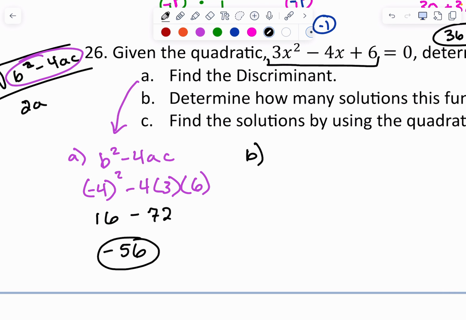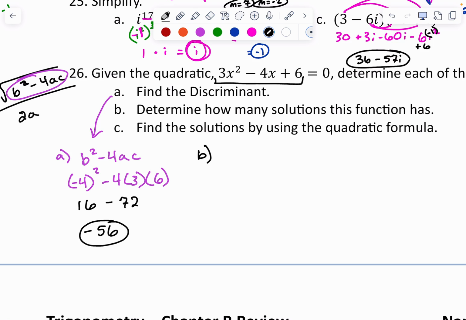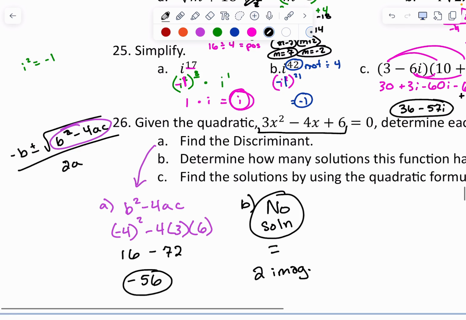B says determine how many solutions we will have. 0. No solutions. Or you can say 2 complex or 2 imaginary. I'll just say two imaginary solutions. How do I know that? No solutions because it's negative. So that guy would have been negative 56 inside of here, and you cannot take the square root of a negative, so he's imaginary, right? So most people will give me no solutions because he's negative inside of a square root. Okay? So maybe let's talk about that.